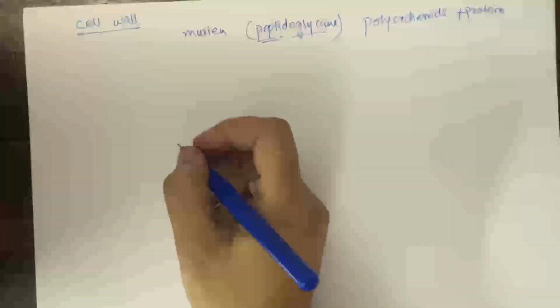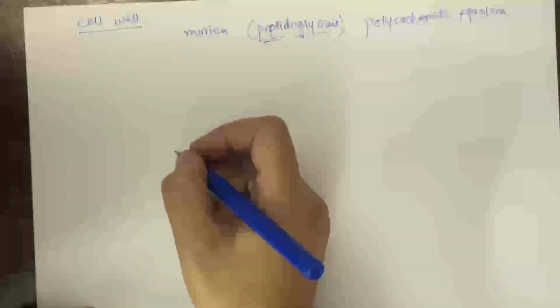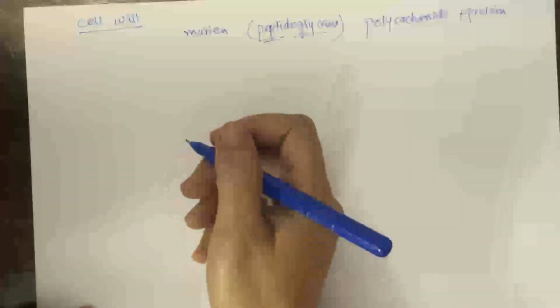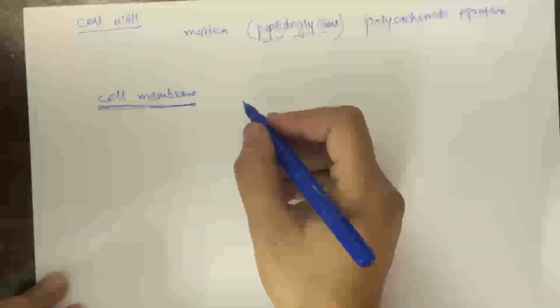Polysaccharides plus protein is the main constituent of the cell wall of the prokaryotic cell. And if we talk about the cell membrane, cytoplasm, or DNA, the cell membrane of the prokaryotic cell is the same as that of the eukaryotic cell, in that it has protein along with some lipid molecules embedded in the cell membrane, which help in the transport of material.